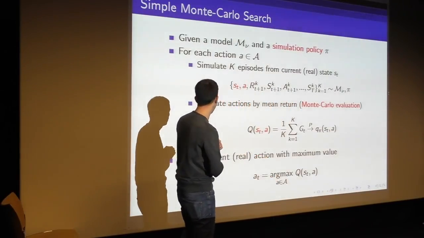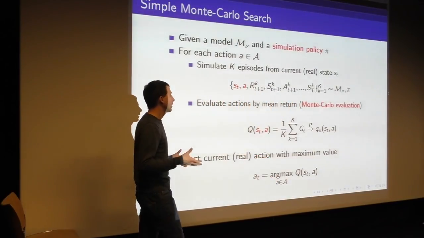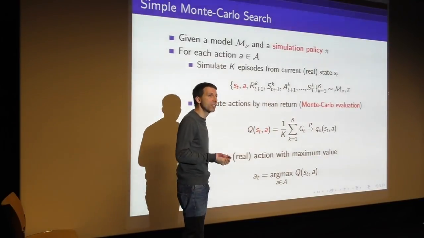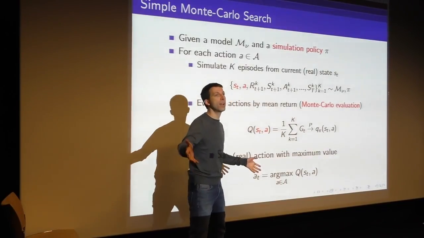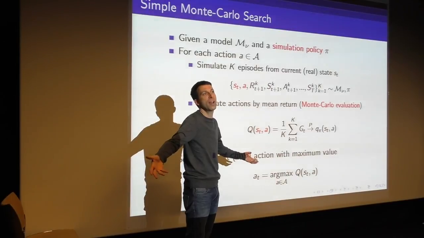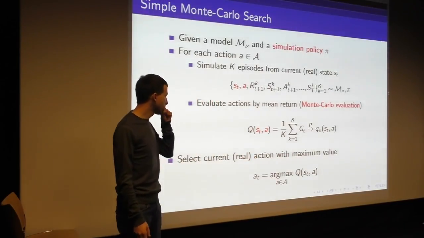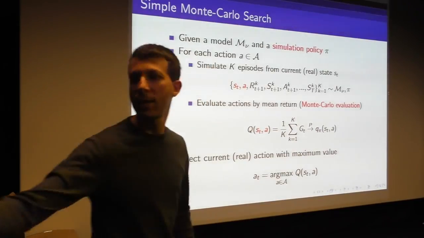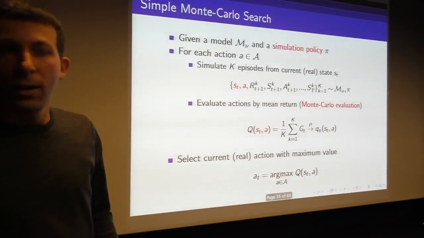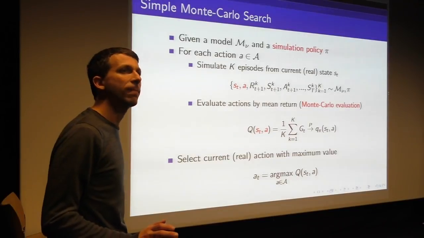And then all we do is we pick the real action to take. Now, do I go left or do I go right in the real world? Well, I just pick the one which had the higher mean, the one which did better in my simulations. That's the idea of simple Monte Carlo search. Is that clear as a method?